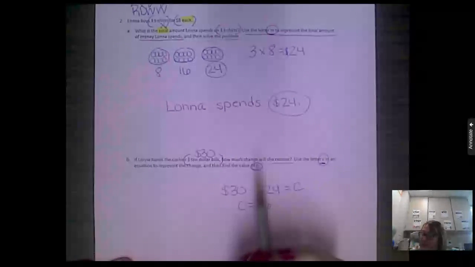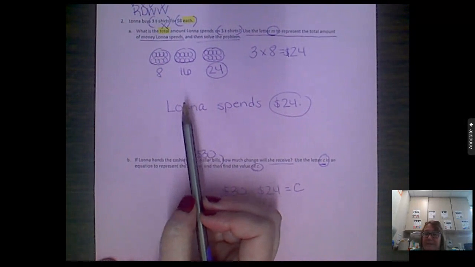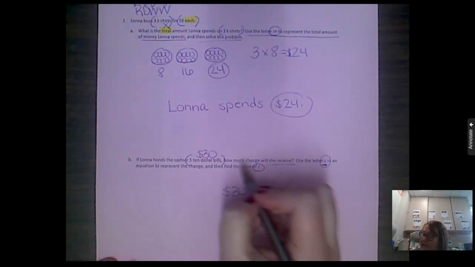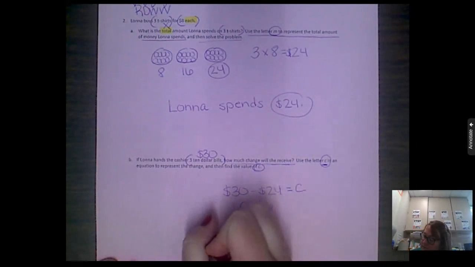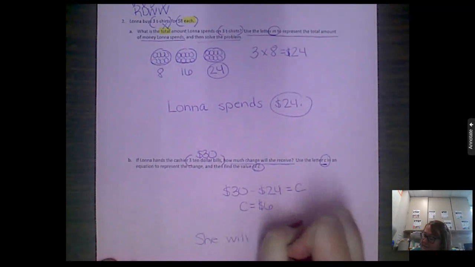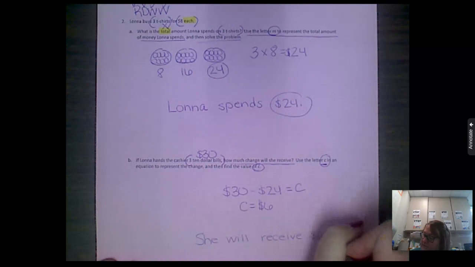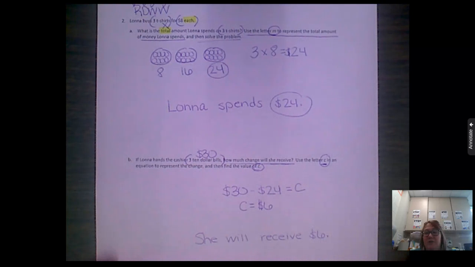We didn't draw a picture because we used what was up there, but we can write a word sentence, right? So how much change will she receive? She will receive $6. Period. Make sure it begins with a capital letter and a period at the end. And that's it. We did it.